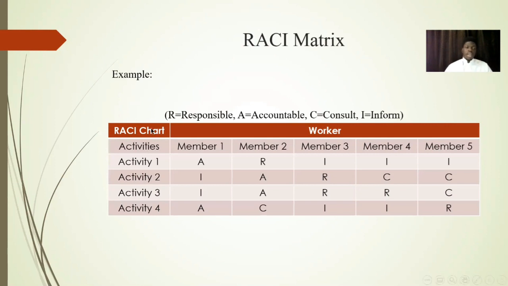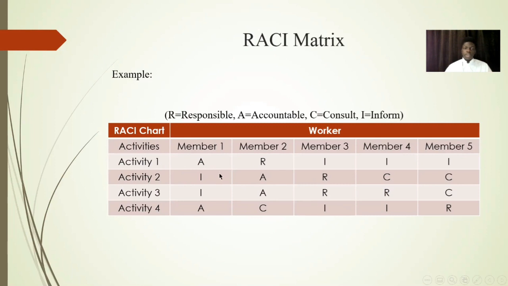As you can see in the left column, you can see the activities, and in this row, you can see the members of the project. Here in the middle between them, you can see the role of each member in these activities. As an example, for the first activity, member one is the accountable. So he is the one that is going to do the activity.